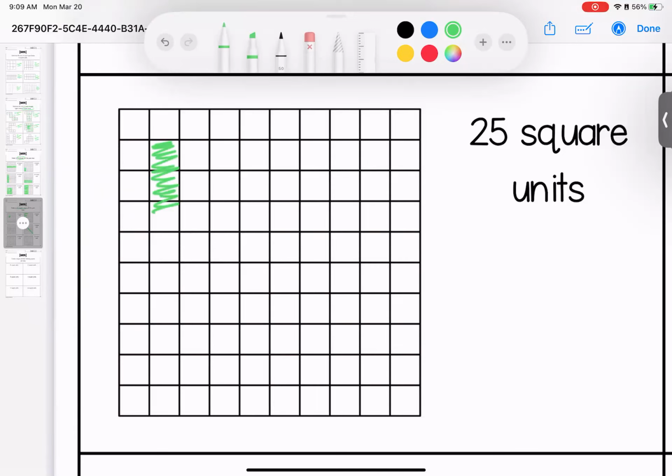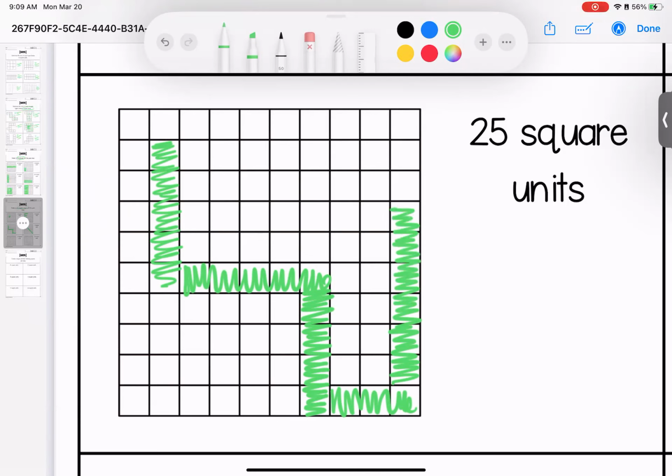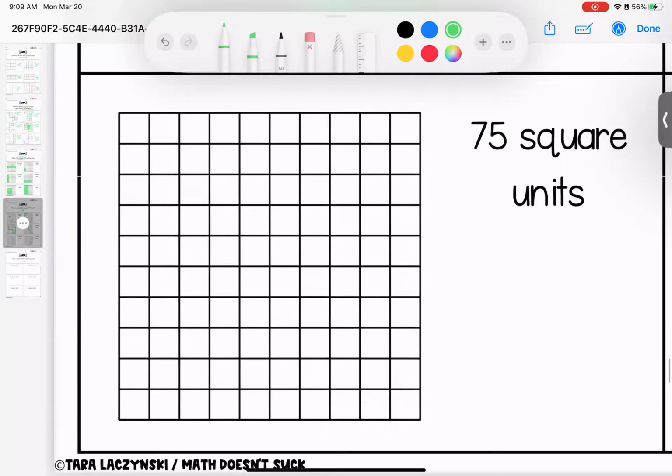Over here, 25, I'm going to do 5 this way. 1, 2, 3, 4, 5. I'm going to do 5 this way. 1, 2, 3, 4, 5. Do 5 more down. 1, 2, 3, 4. Oops, I don't have 5 down. So 5, 10, 10 and 4 is 14, 15, 16, 17, 18, 19, 20, 21, 22, 23, 24, and 1 out, 25. Again, yours can look any way as long as there are 25 filled in.